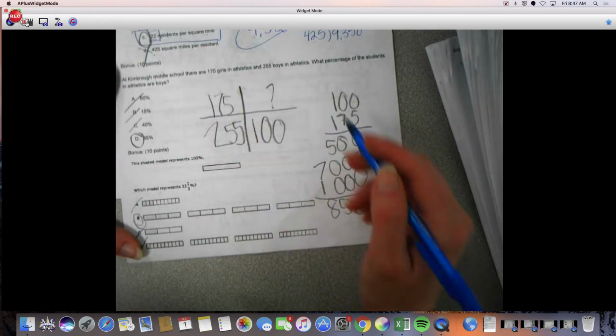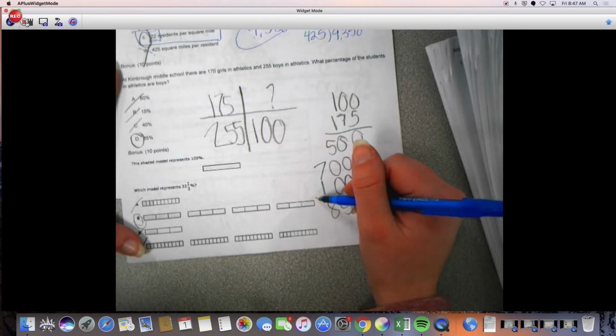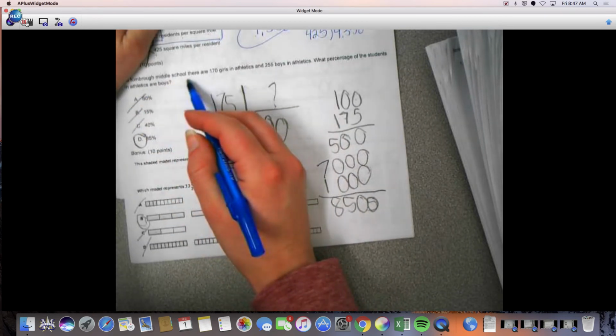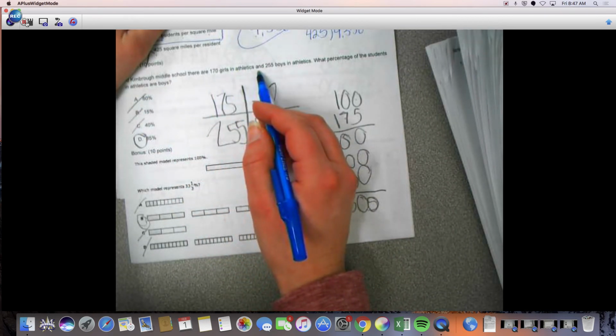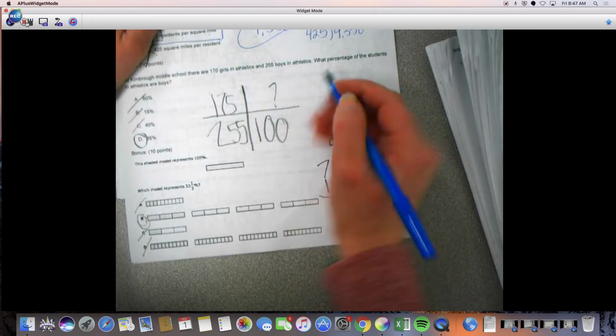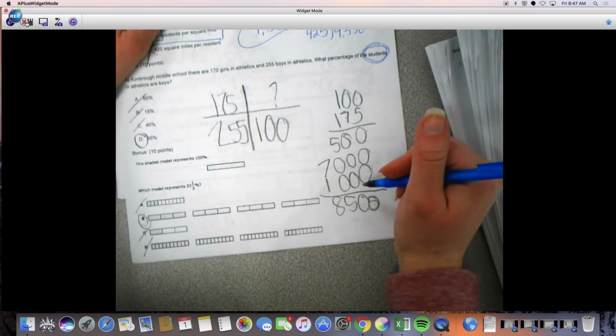This one looks a lot like what we did in class the other day. I think it was on Wednesday when we did our proportions. At Kimbrough Middle School, there are 170 girls in athletics and 255 boys in athletics. What percentage of students in athletics are them? So what does that tell me I do?